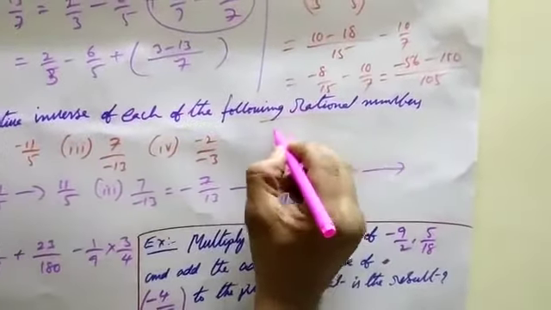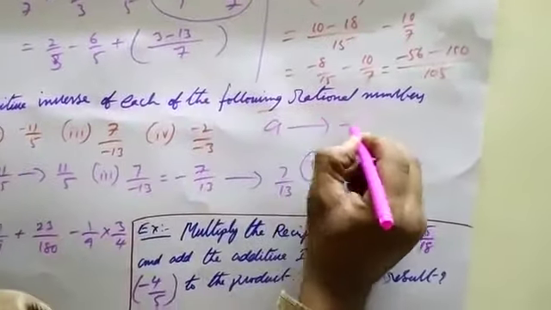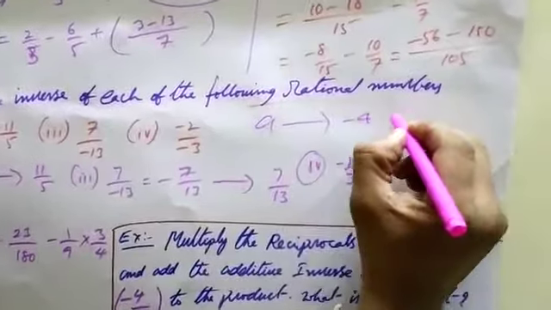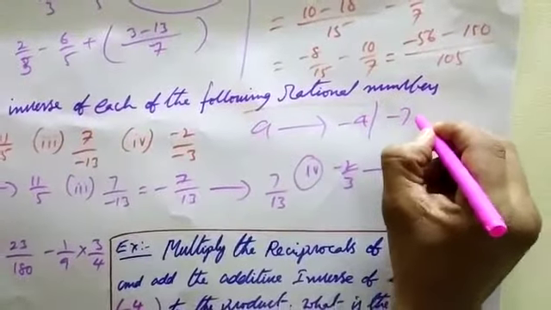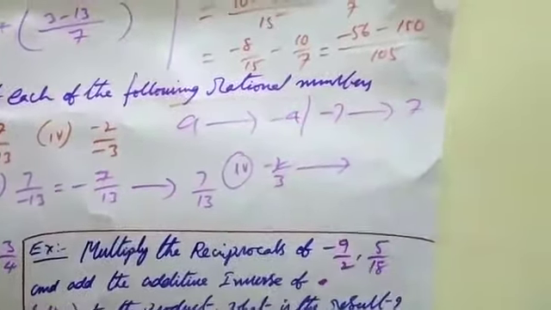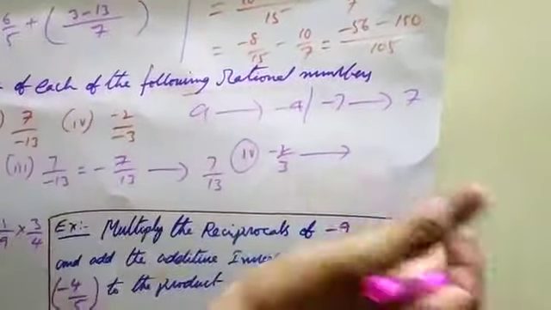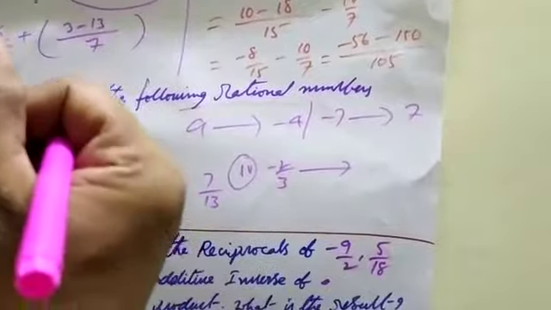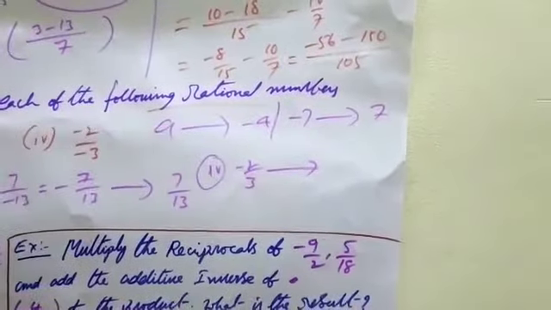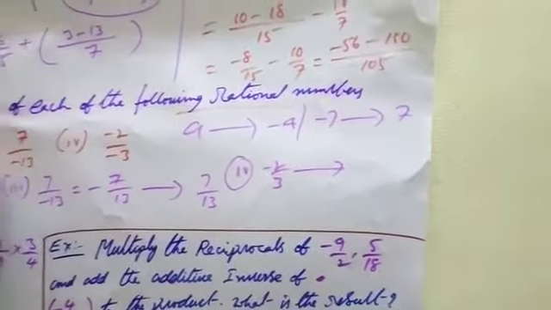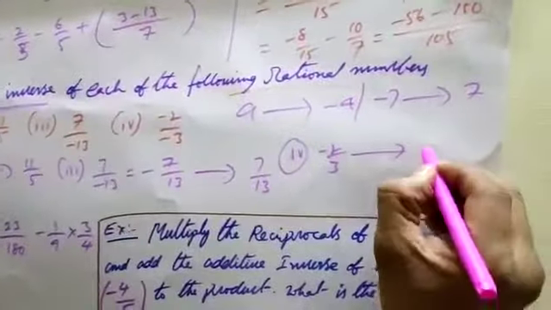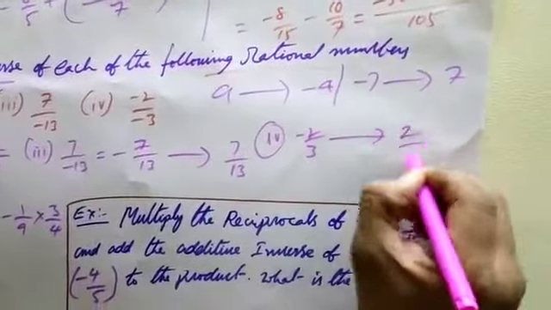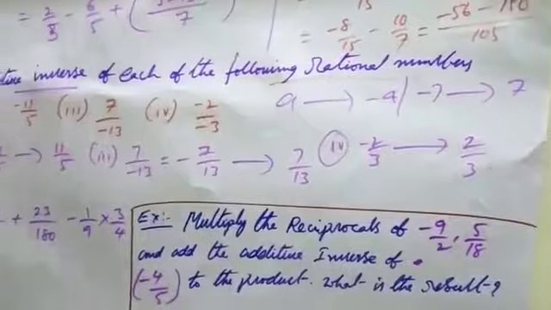You take any number, for example, you take A. What is the additive inverse of A? Minus A. Similarly, minus 7: the additive inverse of minus 7 means 7. What is the meaning of additive inverse? The sign will be changed. Whether you take a rational number, whole number, integer, or any natural number, what is the meaning of additive inverse? The sign will be changed. Minus 2 by 3 becomes 2 by 3. This is called additive inverse.